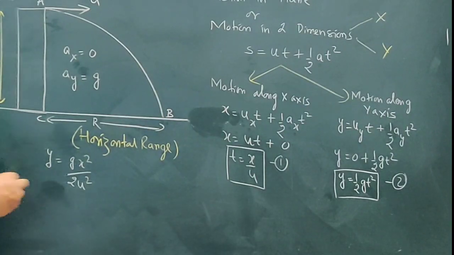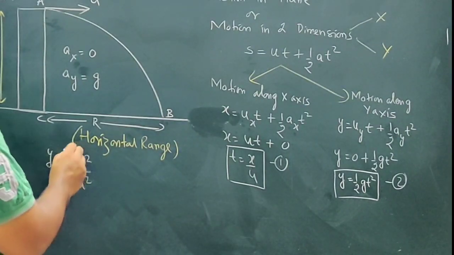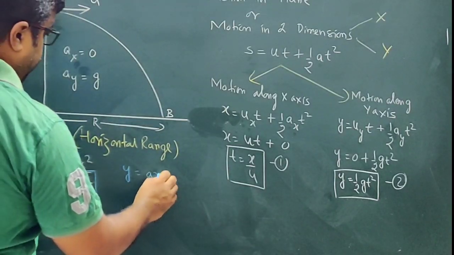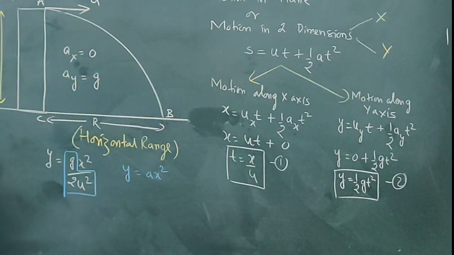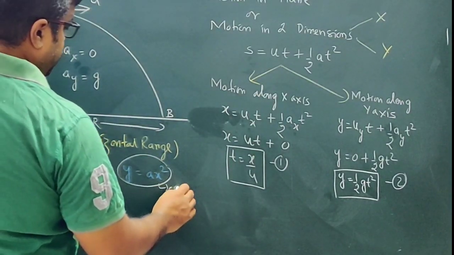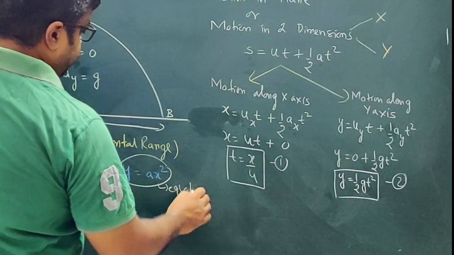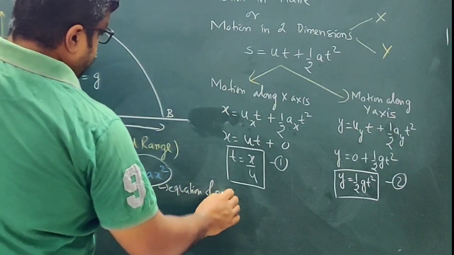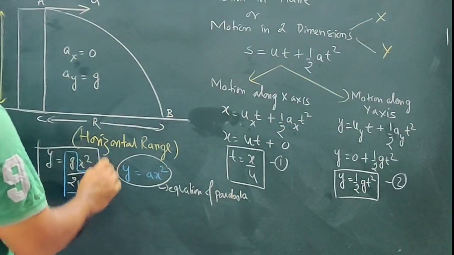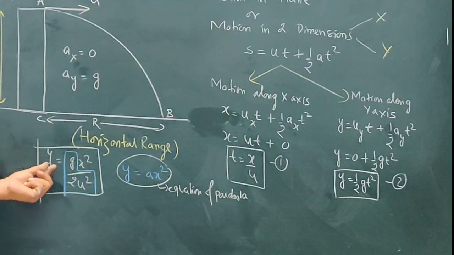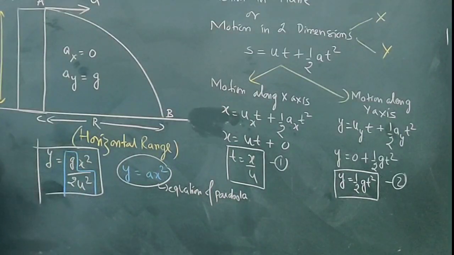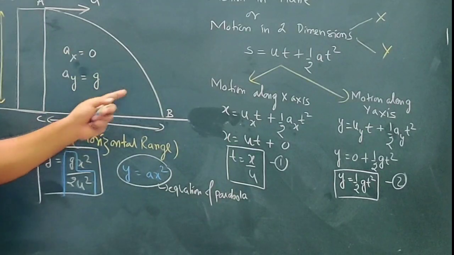Now here, this term g by 2u square is a constant. So this is of the form y is equal to a x square. So this is the equation of a parabola. This equation, y is equal to g x square divided by 2u square, represents the equation of the trajectory.